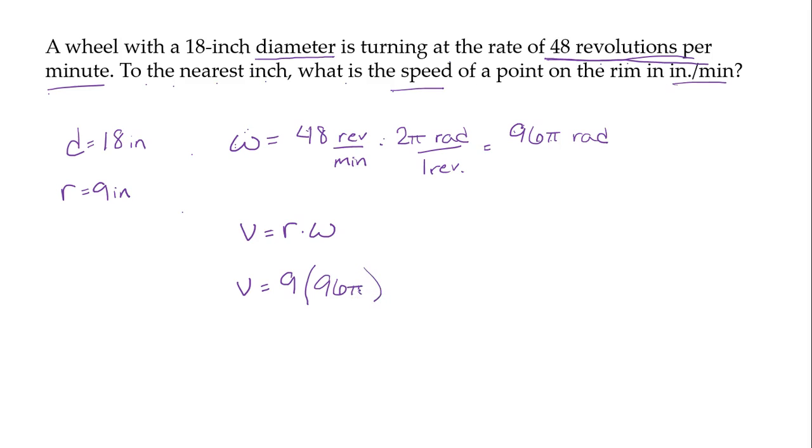Okay. And it says to the nearest inch, so nearest whole number is what we're going to round this to. So plug all of this into your calculator, 9 times 96 times pi, and you'll get this number here. And make sure you put your unit of measurement on the end. The radius is in inches, and this is in radians per minute. So your overall speed here is going to be in inches per minute, because we're going to drop the radians when we have a distance of some sort given to us.